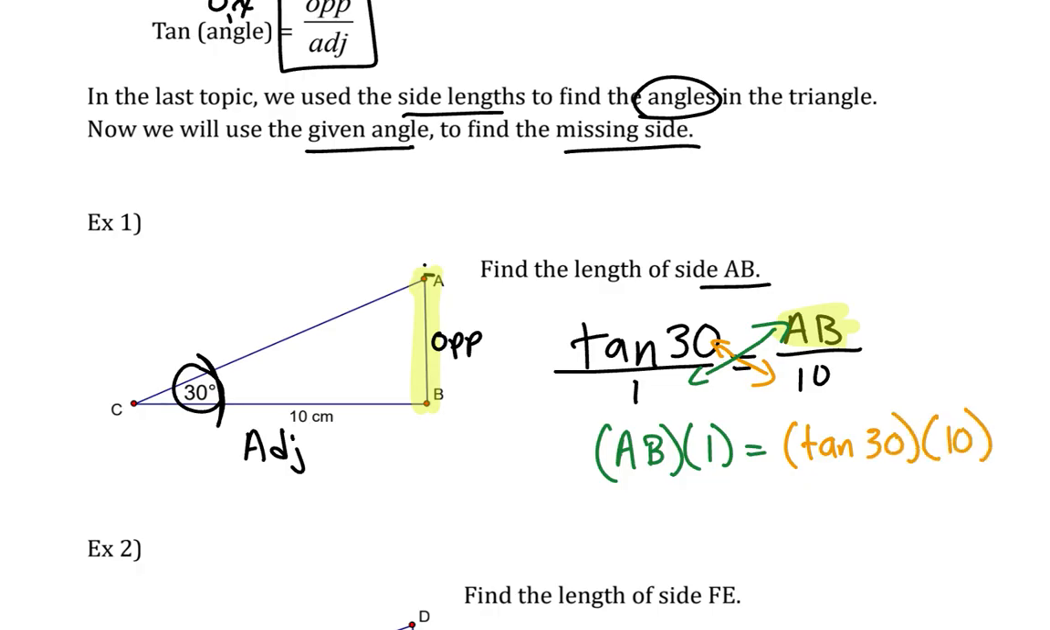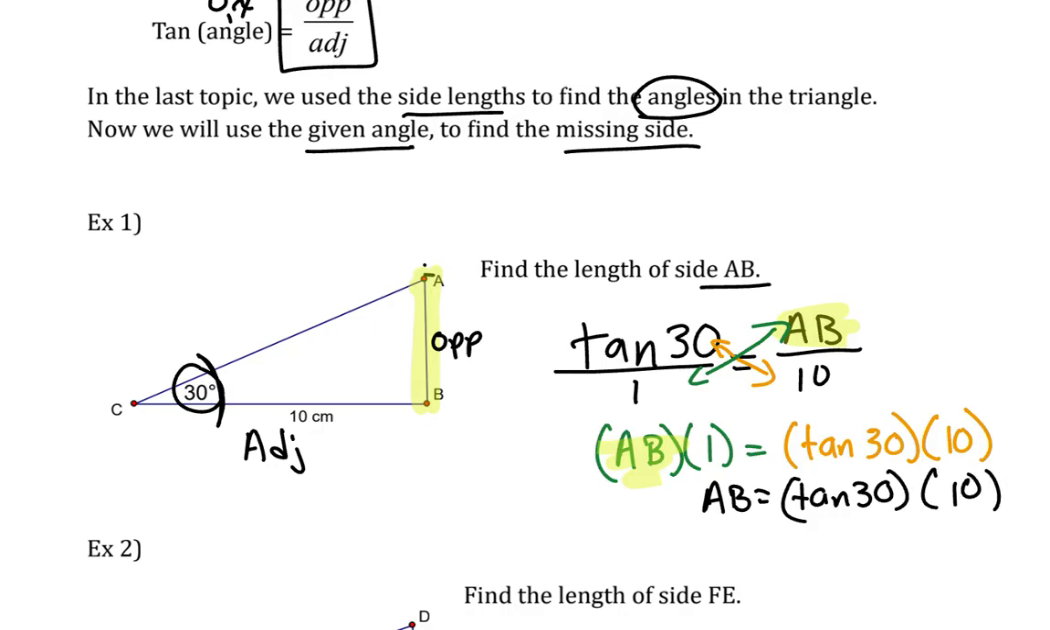Now what's kind of nice with this one is I need to get the AB all by its lonesome. So I need to divide both sides by whatever it's multiplied by, but it's just multiplied by 1. So whenever I divide anything by 1, it is what it is. So then AB is tan of 30 times 10.